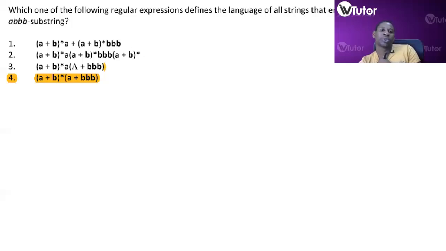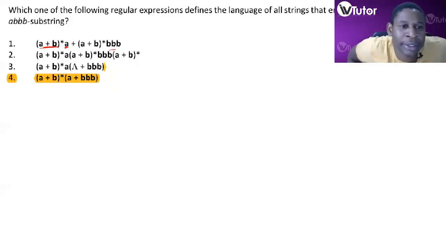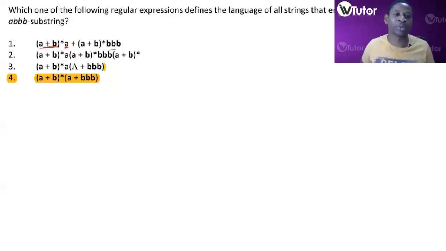Then next, which one of the following regular expressions defines the language of all strings that end on an A or an A triple B substring? Right, so that end on an A or an A triple B substring. So A or B, anything is fine at the top, and then you have an A, or it ends with an A triple B substring.